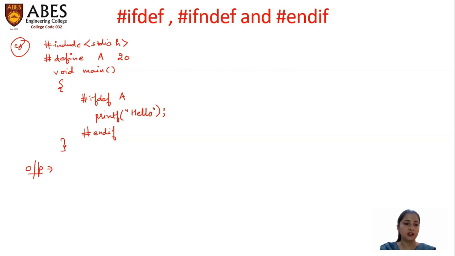Here, as we can see, macro A is already defined. So this statement will return true. It checks whether the macro A is defined or not. Here it is already defined, so it will return true, and this printf statement will be executed. #endif is simply used to end the conditional compilation. So whenever we are using #ifdef or #ifndef, we also have to use #endif.